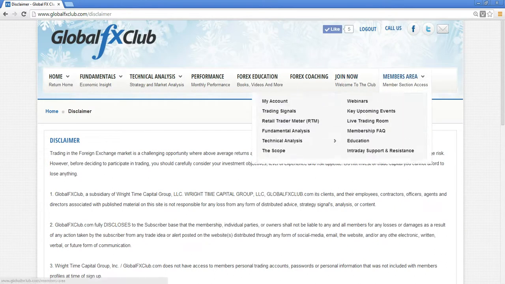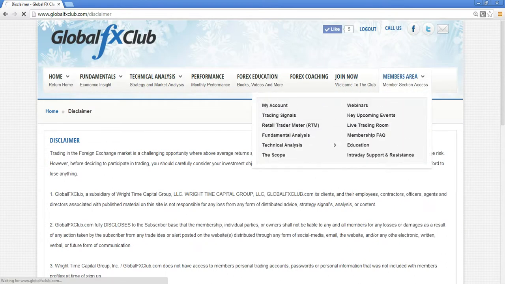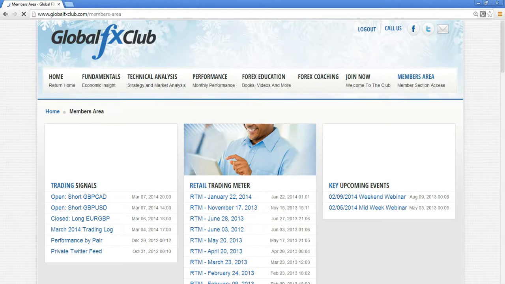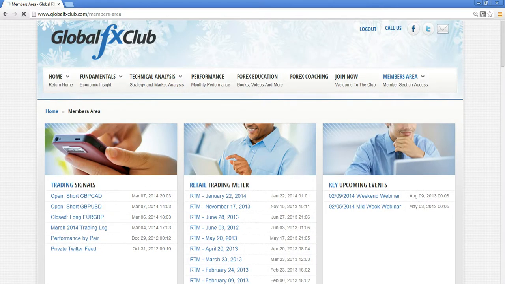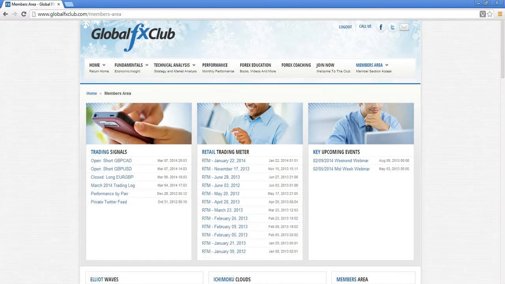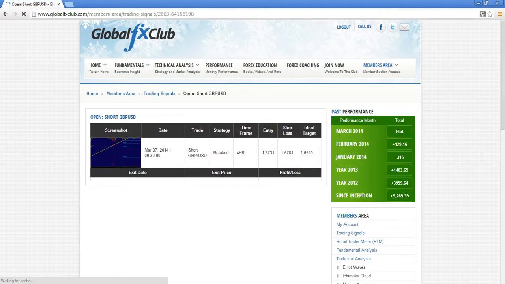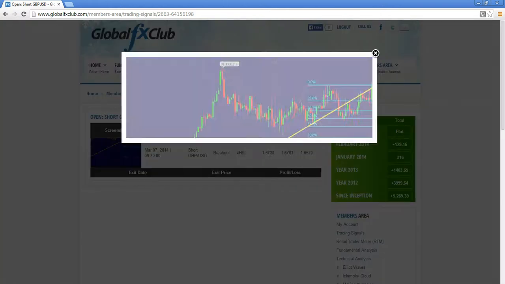Alright, let's jump right into the markets. Currently, we are in two open positions. Those positions are the short pound CAD and then also the short pound dollar. So first, let's look at the pound dollar. Both setups I do actually like. Pound dollar, we tried it before, but we will stop there at break even.